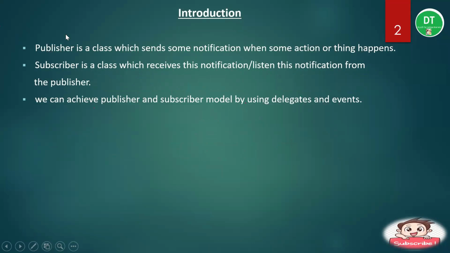So let's discuss the publisher and subscriber model. Publisher is a class which sends some notification when some action or thing happens. Subscriber is a class which receives or listens to this notification from the publisher. We can achieve the publisher and subscriber model by using delegates and events.